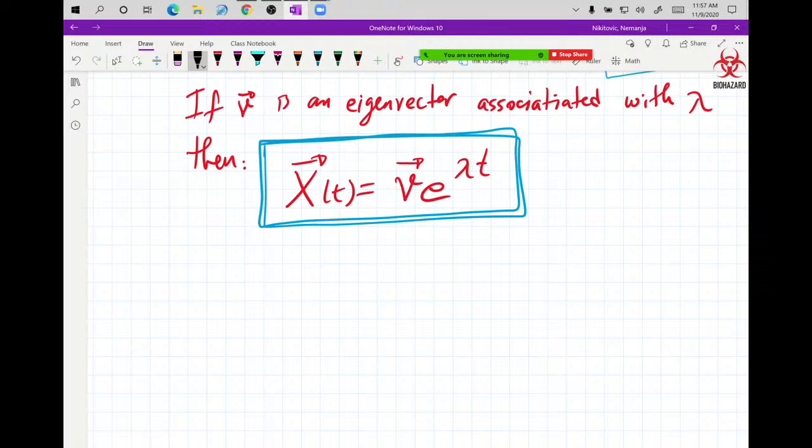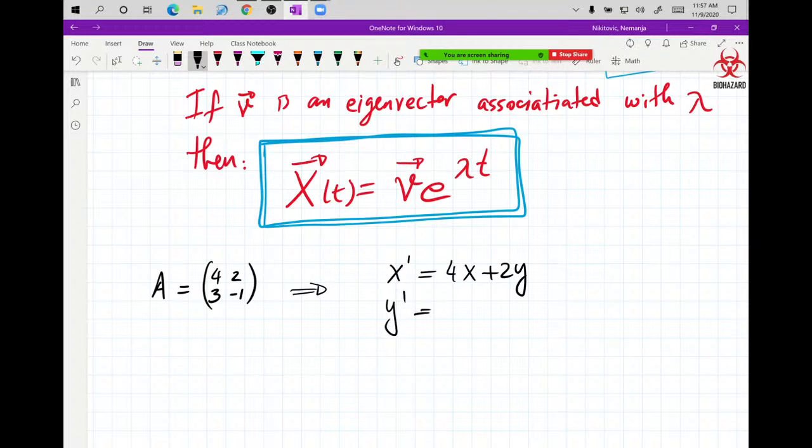So now, what would the solution actually look like, right? Because I had that matrix A to be 4, 2, 3, negative 1. And then we found those two eigenpairs. Now, where did this matrix come from? It came from a system, and you can call that system, if you want, x prime equal to 4x plus 2y, y prime equals 3x minus y. Do we all remember this system from last week? We had these systems all over the place.